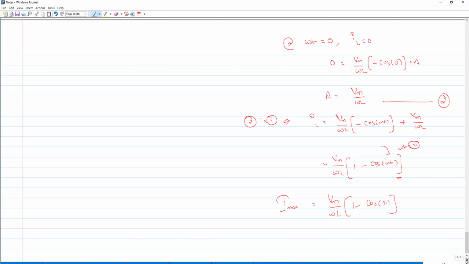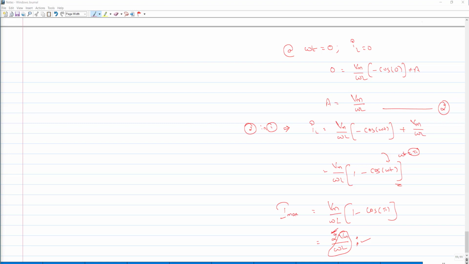Cos pi is minus 1, and minus 1 becomes plus 1. So this will become 2 Vm by omega L, which is the maximum current you will get. This is the maximum value of the current that you can obtain. So Vm by omega L is one parameter, and it is multiplied by 2. That is very important. So this is the maximum of the average value of the current. Everything we have discussed so far is the average value of the current.